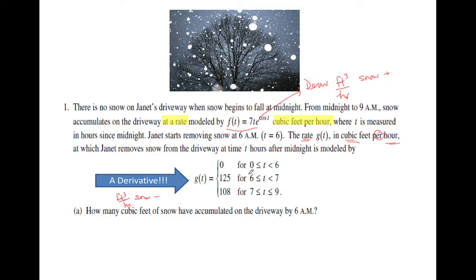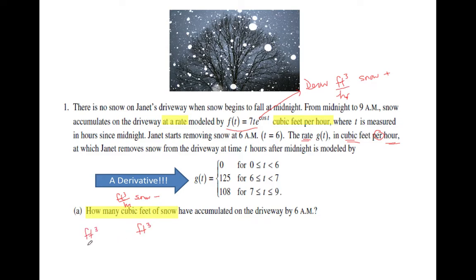What happens is from 0 to 6, she's not shoveling, so the rate of change of the snow being removed is 0. Then, even though snow is still falling, she has a rate of change of 125 cubic feet per hour for 1 hour, and then she starts to slow down, because shoveling is a bit of a dagger. You do get tired pretty quickly. She's a beast for going that long at 125 cubic feet per hour, and then she slows down a little bit for the next 2 hours.